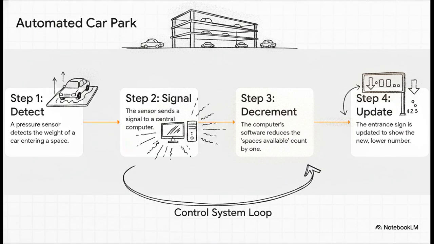And now for the big one, an 8-marker describing an automated car park. The best way to tackle this is to think in a logical sequence. Okay, picture it. Step 1. A car drives into a space and a pressure sensor under the ground detects its weight.